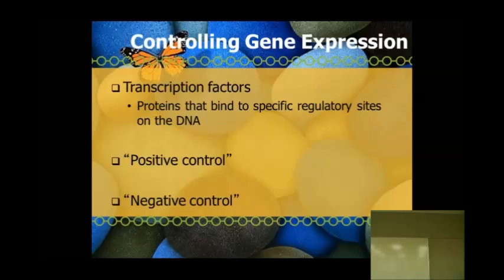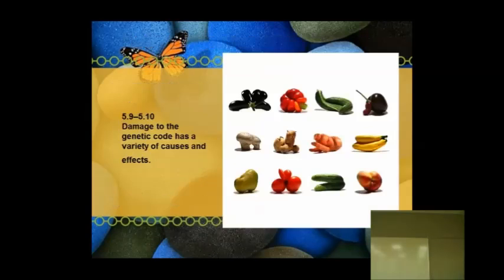Might happen. So this goes back to the idea of transcription, that part of the gene process where the protein is binding to the specific sites. We have what's called positive control and what's called a negative control. And this has to do with whether the gene will be expressed or the gene will not be expressed.